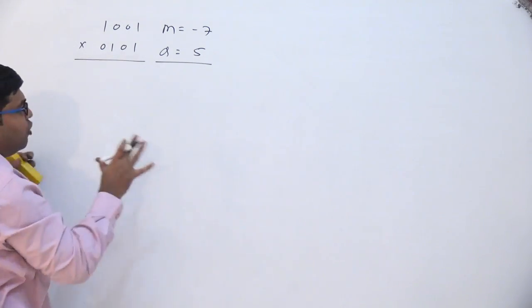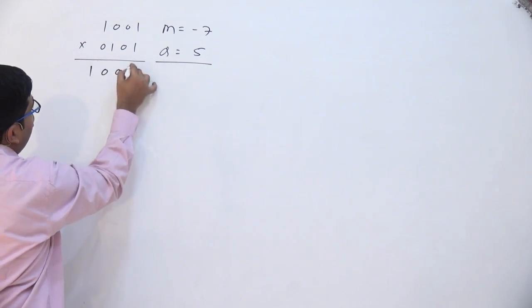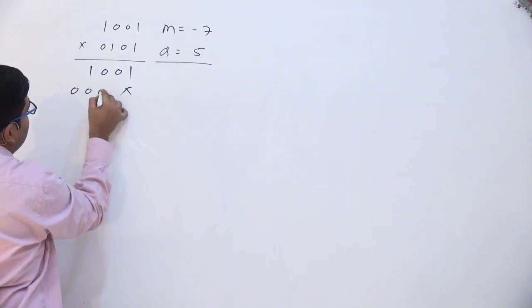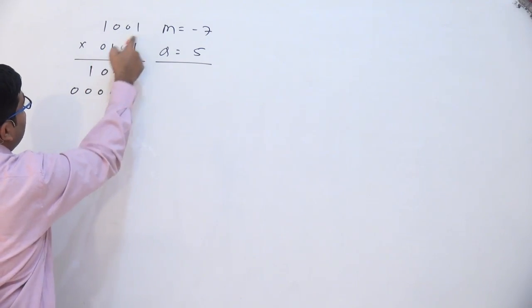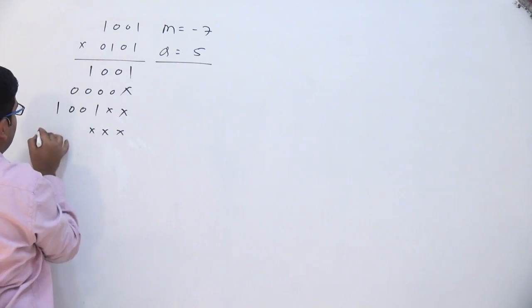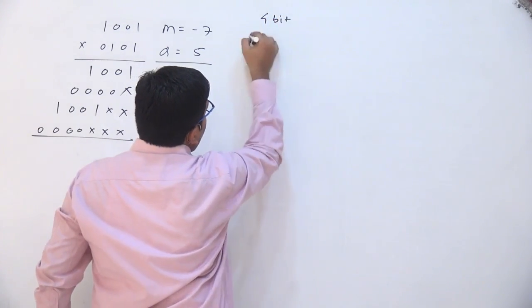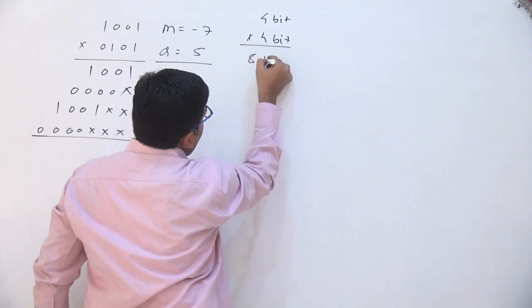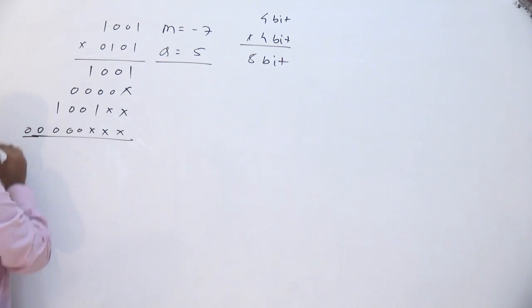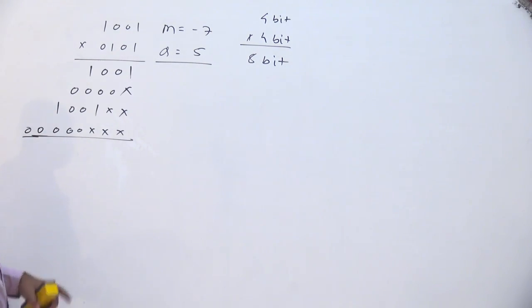So let us first of all multiply as we did in the previous example. 1 0 0 1 into 1 is 1 0 0 1. Then 1 0 0 1 multiplied by 0 will be 0 0 0 0. Then 1 0 0 1 into 1 is 1 0 0 1. And finally 1 0 0 1 into 0 is 0 0 0 0. Again, 4 bit multiplied by 4 bit, we want an 8 bit result, and that's why, as the last row is 7 bit, I will add an extra bit 0. Everywhere we will add zeros and then do the final addition.